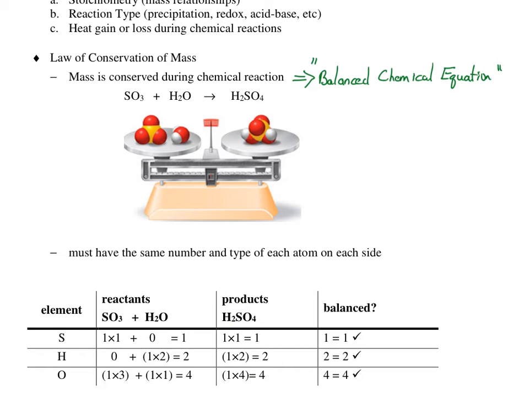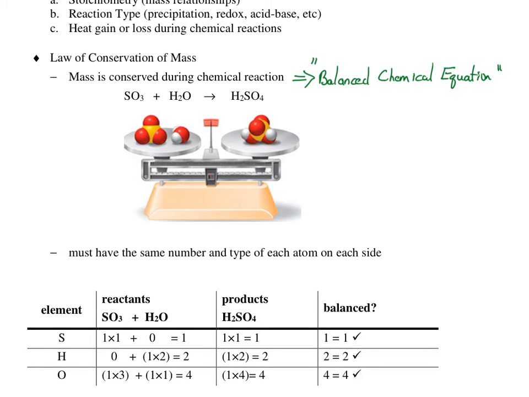Balanced chemical equations are always written in a way in which mass is conserved. This is illustrated by this cartoon. This here represents a molecule of SO3. This is a molecule of H2O, and we see represented here the constituent atoms of each molecule, and this represents our product H2SO4 and its constituent atoms. The scale here is represented as being balanced, i.e. the mass of the reactants is equal to the mass of the products.